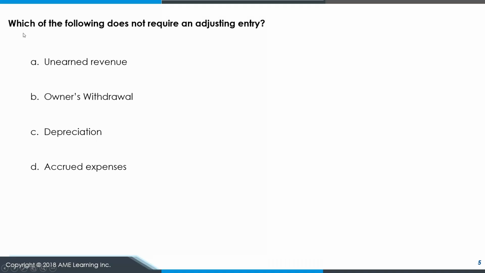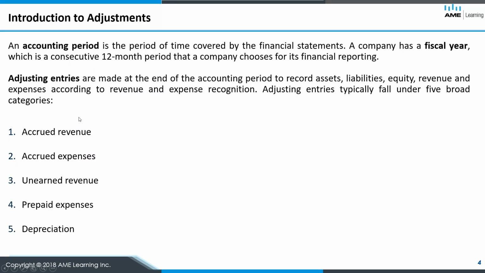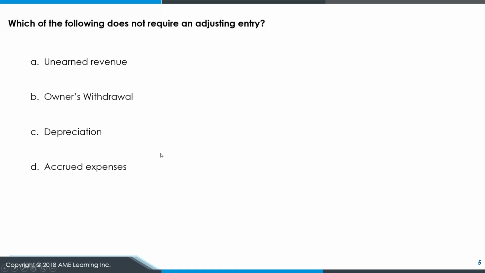Okay, so here we've got a little question: which of the following does not require an adjusting entry? And when we look at these, we can refer back to these topics here. This is kind of a funny breakdown. Oh, I guess they're saying which does not require. Yeah, so depreciation is an adjusting entry kind of concept.